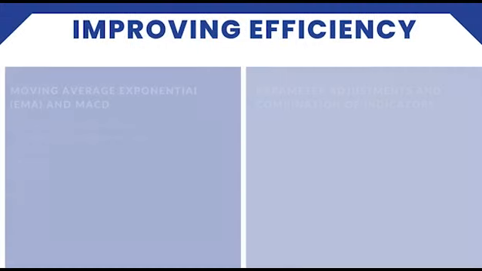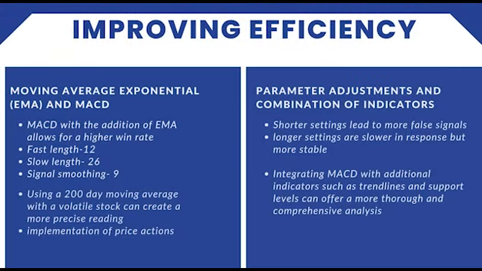Now that we know the components of MACD and the signals tied to it, we can dive a little deeper into how we can make this strategy a little more efficient. By combining the MACD with the use of other indicators like the moving average exponential, also known as the EMA, it offers traders a more enhanced and reliable trading strategy. Following a 12-26-9 with a 200-day moving average, this can create a little more precise reading.